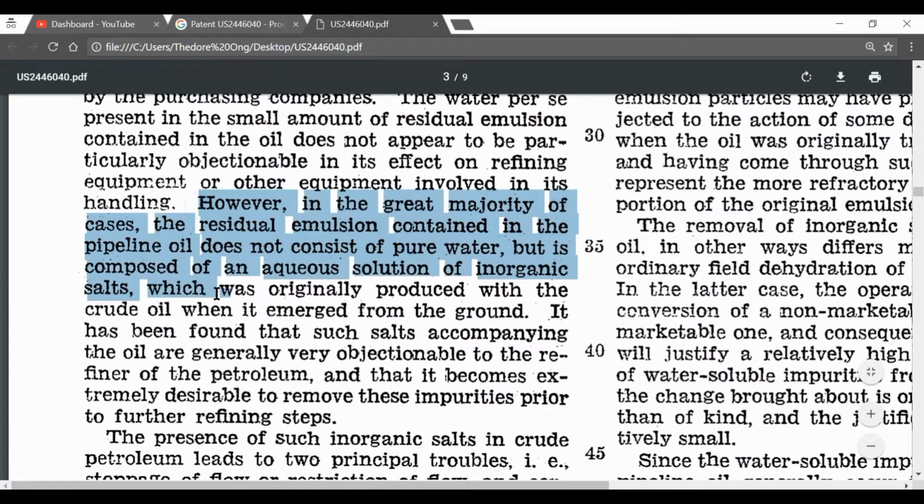Now, this probably describes the motivation for desalting. However, in many cases, in the great majority of cases, the residual emulsion contained in the pipeline oil does not consist of pure water, but is an aqueous solution of inorganic salts, which was originally produced with the crude oil when it emerged from the ground. So they're saying that yes, it is mixed with the water originally, and it has been found that such salts are very objectionable to the refiner. Okay, this is basically telling you why you have to desalt your crude oil.